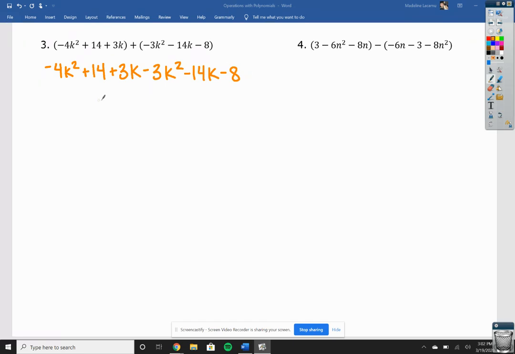You don't really have to rewrite it like this. I just like rewriting it bigger than it is up here, so I have room to make my shapes around each of them. But you really don't have to rewrite all of them. So then I look for my highest degree, and if I can see, it's the squared. So the exponent is a 2. So I have negative 4k squared. And the like term with negative 4k squared is negative 3k squared.